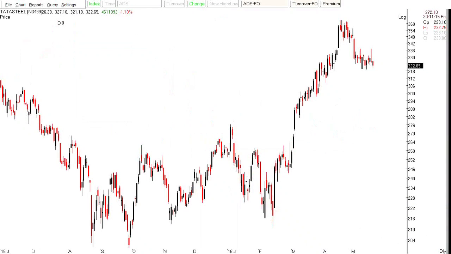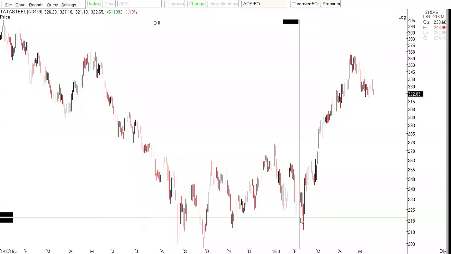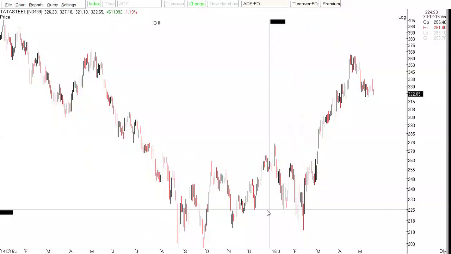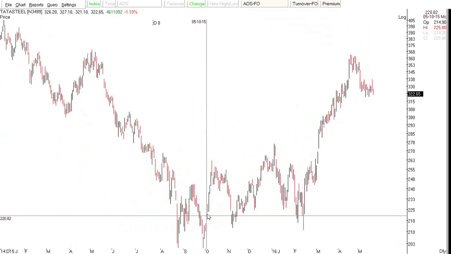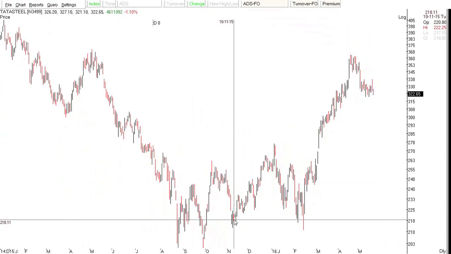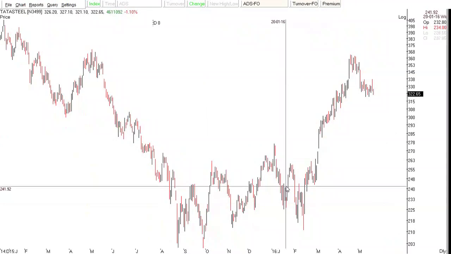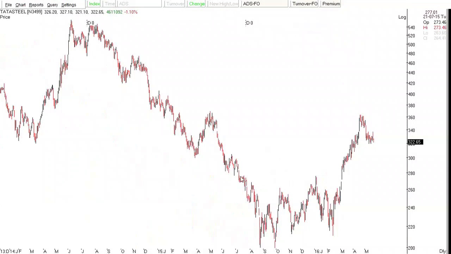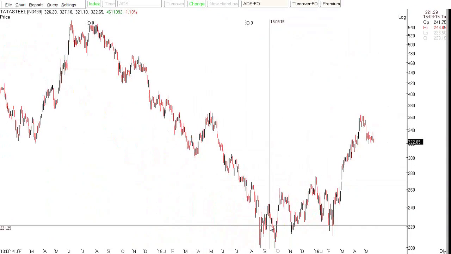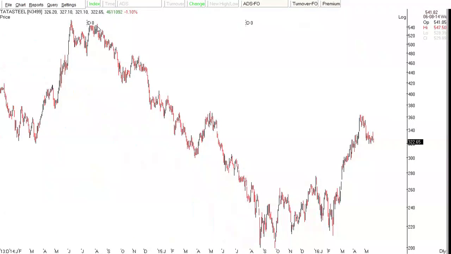So I can clearly see that Tata Steel recently had an amazing run from close to 210, 216 all the way to 360, right? But before this move happened, the stock was in a range where there were equal swings on the upside as well as the downside. And before that range bound market, if I look back further, I can very clearly see that the stock had been in a very sharp downtrend, right?